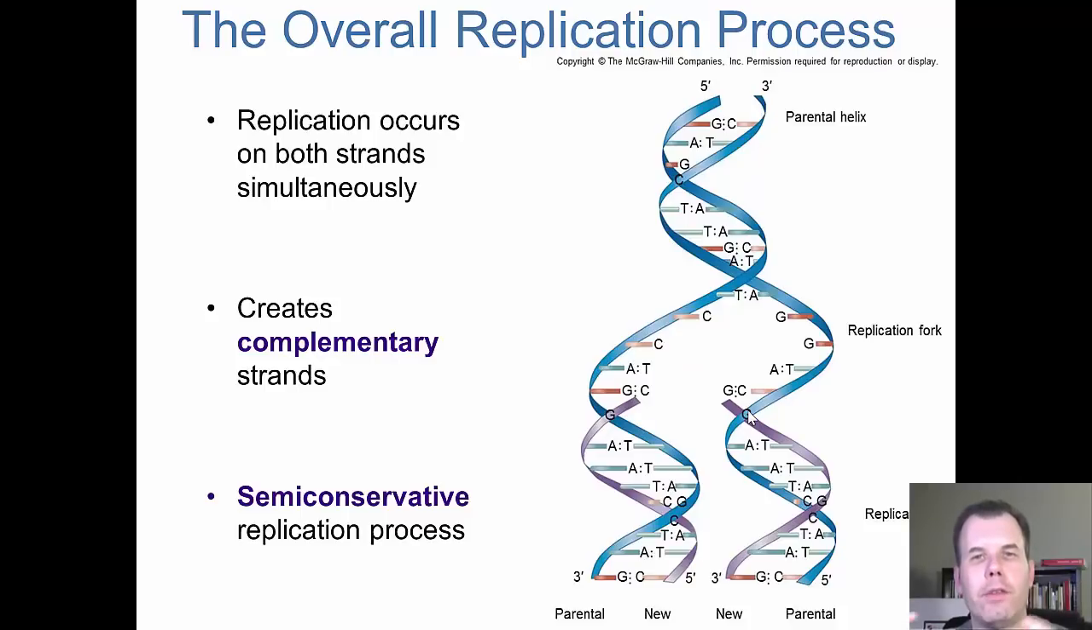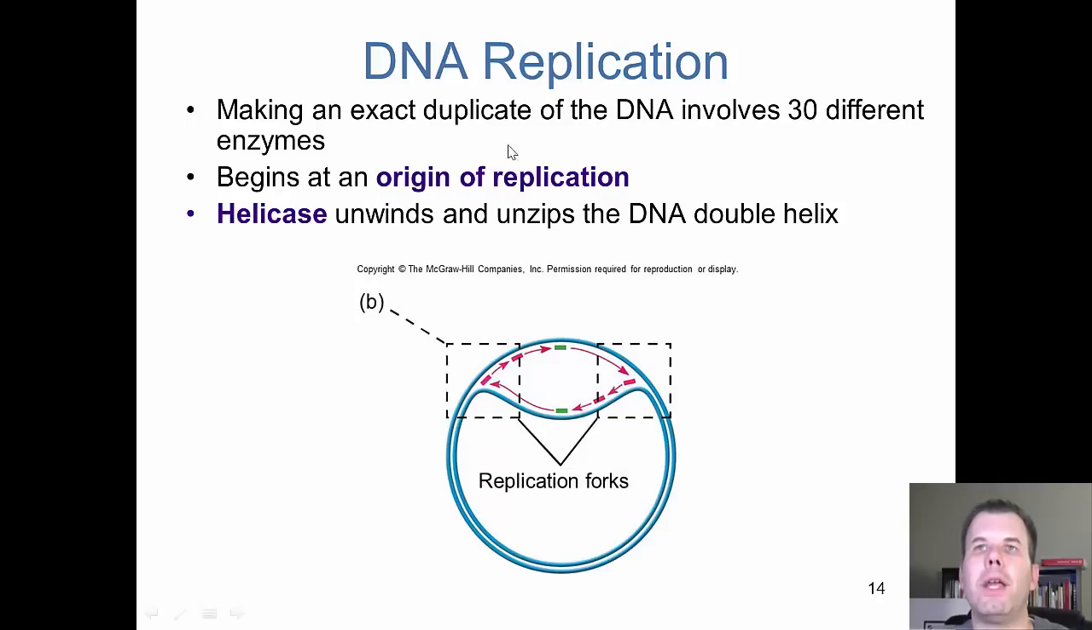The reason for this is that if you make a mistake, you can always go back and fix the mistake using the old strand. That's why we like the semi-conservative process: it opens up, you build two new strands, and you have a way to go back and fix it. Okay? All right, so in DNA replication, we are making an exact duplicate of DNA.